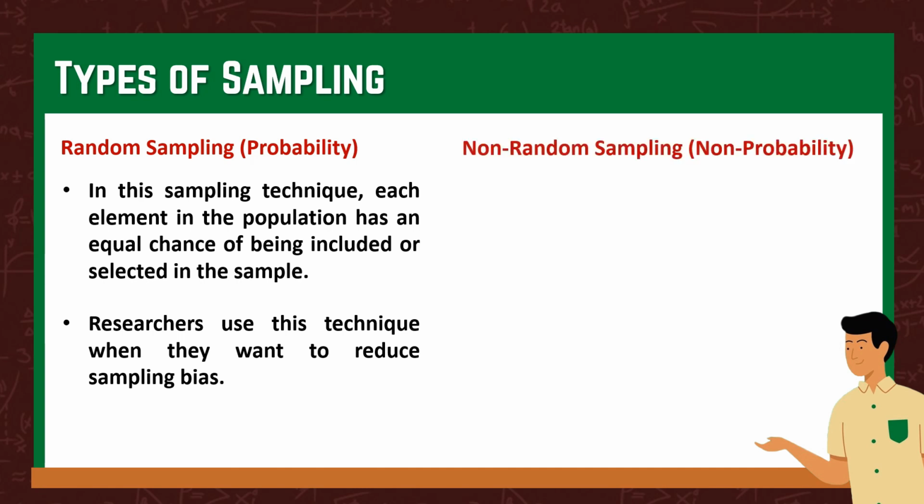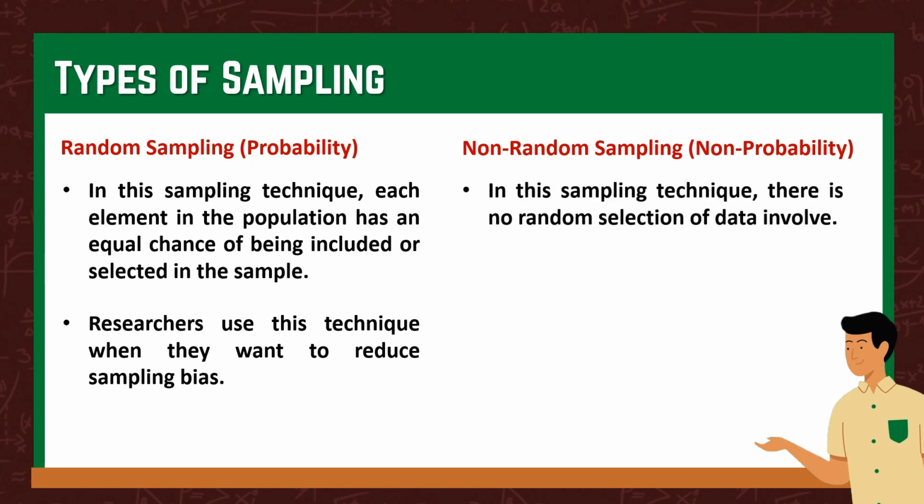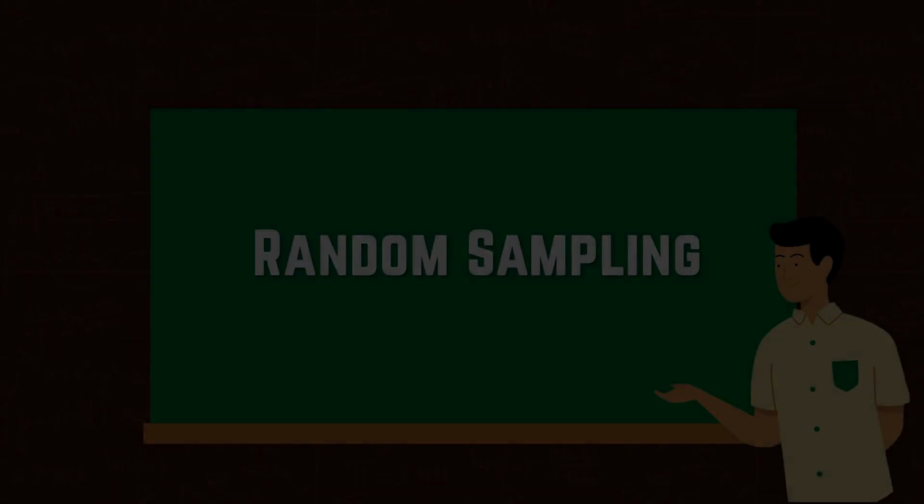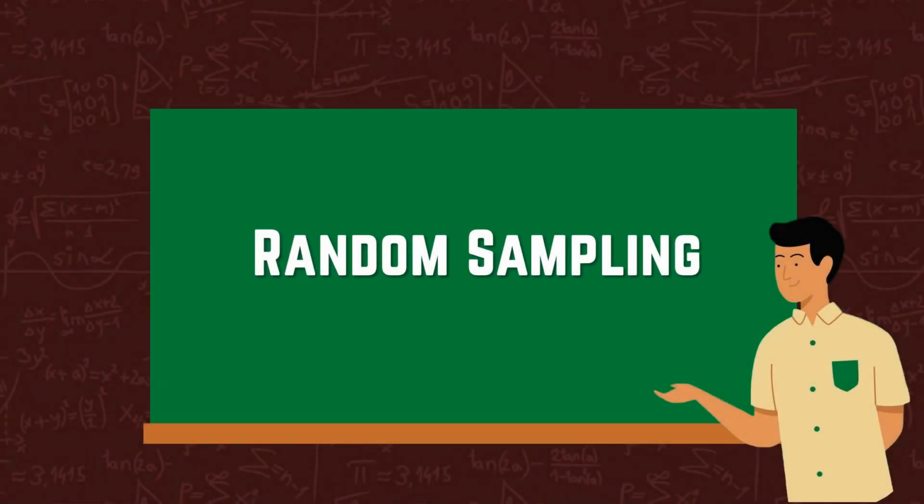Second, we have the non-random sampling or the non-probability sampling. In this sampling technique, there is no random selection of data involved. Kadalasan, kung sino lamang ang available na respondents o participants ang magiging bahagi ng sample. Sa non-random sampling, hindi ganong concern ng researcher ang sampling bias. In this video lesson, pag-aaralan natin ang tungkol sa random sampling.